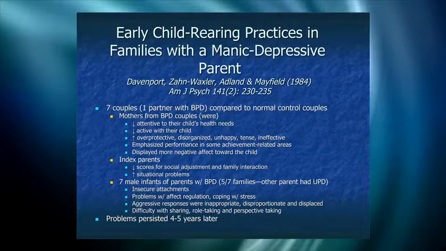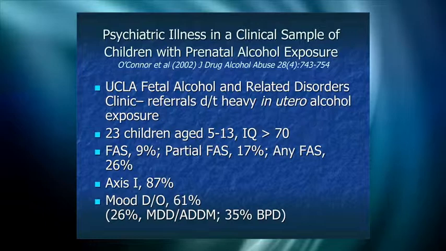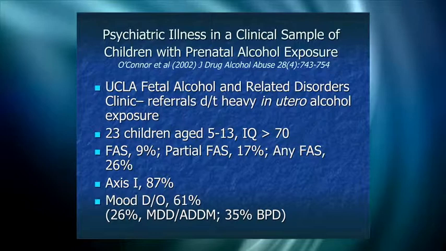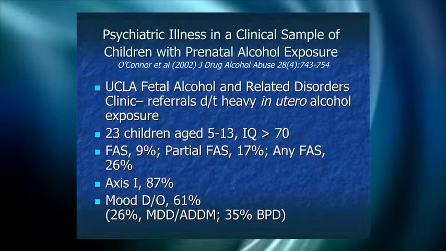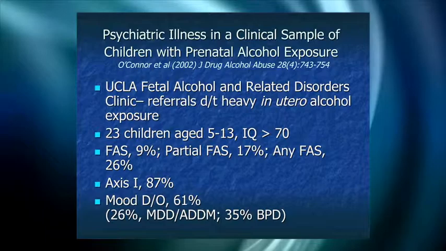Not good. How about biological impact, both pre- and perinatal? A study done at the UCLA Fetal Alcohol and Related Disorders Clinic, where they received referrals due to heavy in utero alcohol exposure. They followed 23 children ages 5 to 13, all with an IQ greater than 70. They found fetal alcohol syndrome in 9%, partial FAS in 17%, NEFAS 26%. 87% of these children had some kind of an Axis I condition. 61% had a mood disorder. About a quarter of those were somewhere in the depressive spectrum. About a third were in the bipolar spectrum. So not good, it seems, to have that kind of fetal exposure.